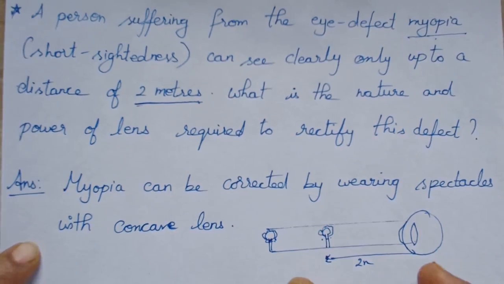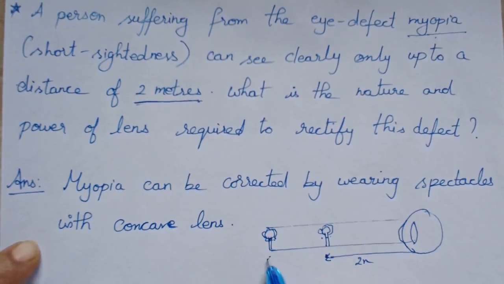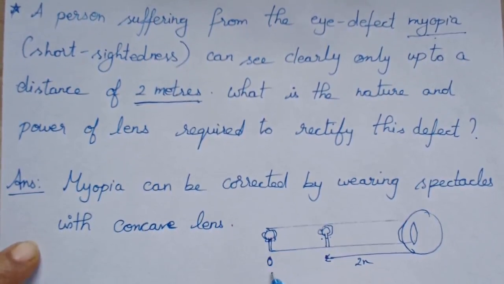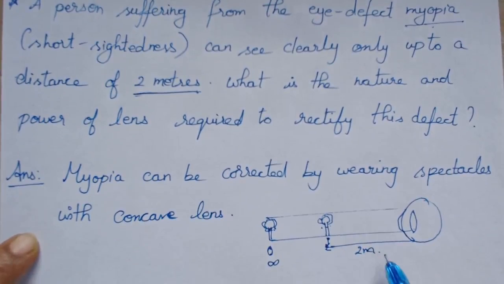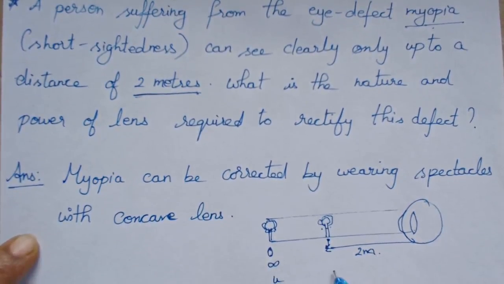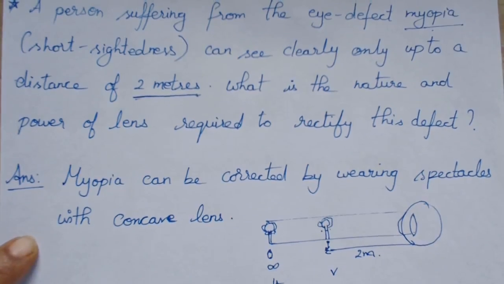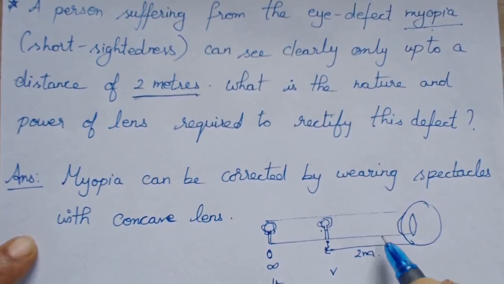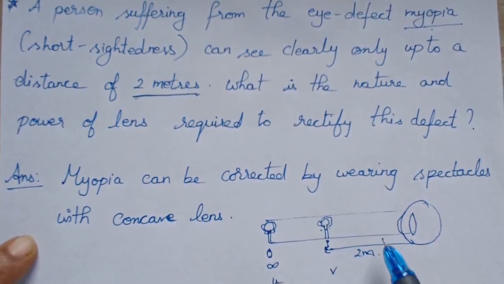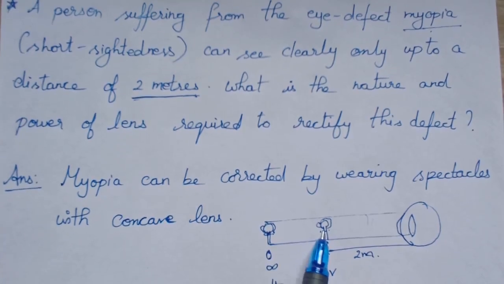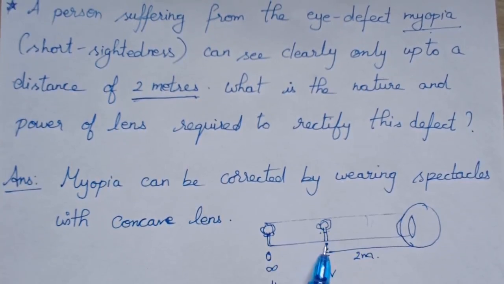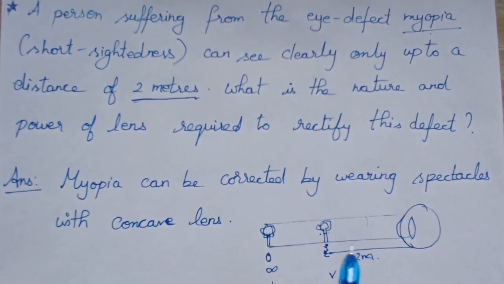That means to find the focal length of the lens, the object distance is at infinity, and the image distance should be at 2 meters. You know the u value and the v value, so using the lens formula you can easily find the focal length of the lens we are going to use. If I keep a concave lens here, the object is present here and the image has to be formed here, at a 2 meter distance. For that, what will be the focal length of the lens required?